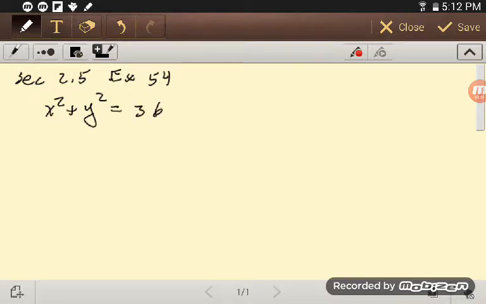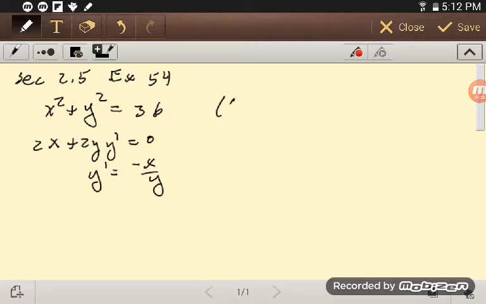Now this one, I'm going to do my implicit differentiation really fast and just say, well, I've got 2x plus 2y, y prime equals 0, because I've done it a few times already. So that gives me y prime equals negative x over y. And the points they give me are the points 6, 0. Yep, that's definitely one. If x is 6, I get 36, and that works out. And the other point is 5, square root of 11.